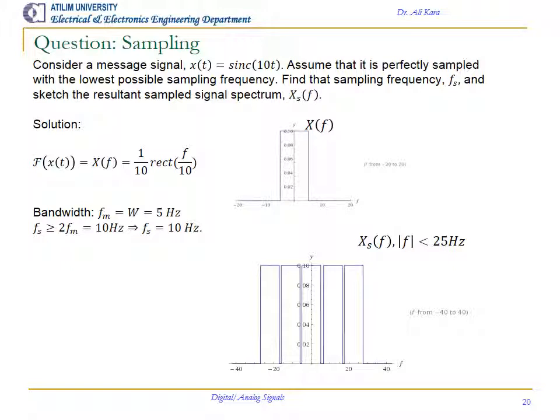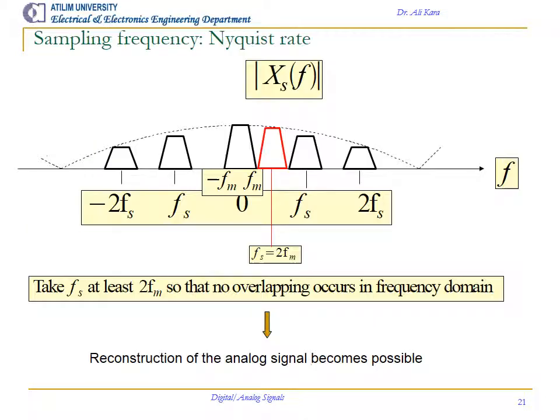Normally, given this rectangular shape in frequency domain, there is neither a gap nor an overlap between repeated spectrums. Sampling frequency, Nyquist rate. Now we come to the Nyquist rate, which tells us the limit of minimum sampling frequency. It is shown in the literature that by taking fs at least 2 fm, we can avoid overlapping in frequency domain. So reconstruction of the analog signal becomes possible.